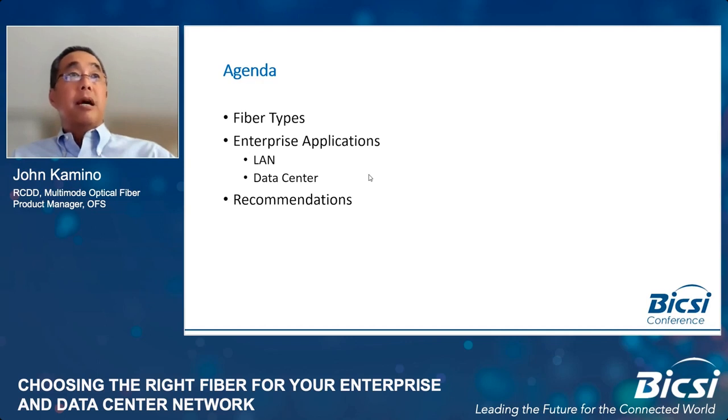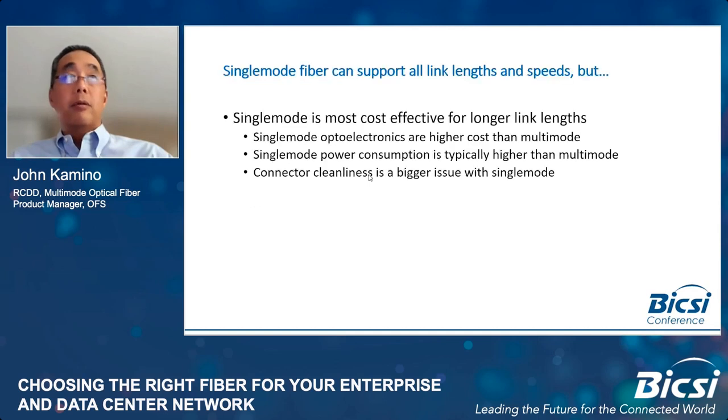So in closing, I'll talk a little bit about recommendations and what I'd suggest you consider when you're selecting a fiber for your next network. Single mode fiber can support all link lengths and speeds, but there are some considerations you have to make. Single mode is the most cost effective. In fact, it's the only solution for long links. For links of 500 meters or more, single mode is the choice for high speed networks.